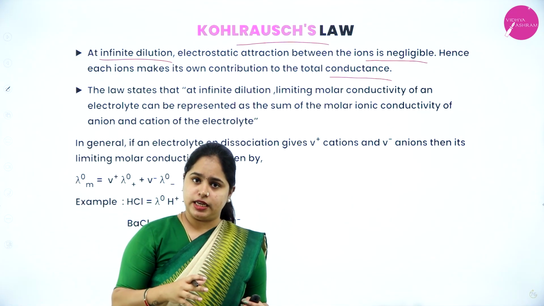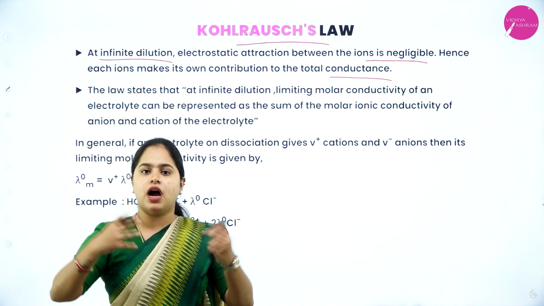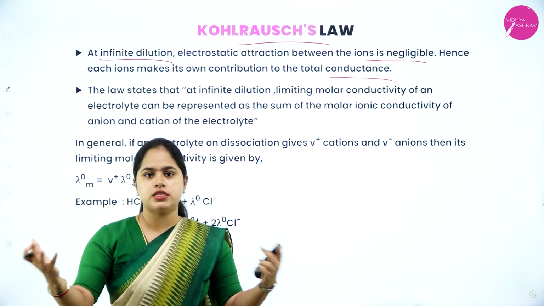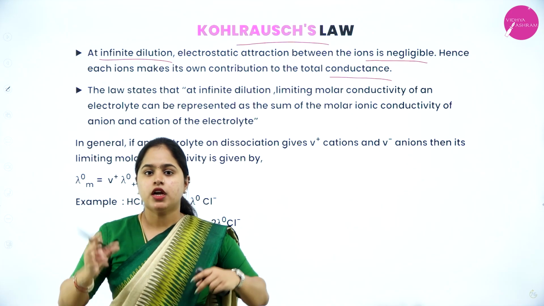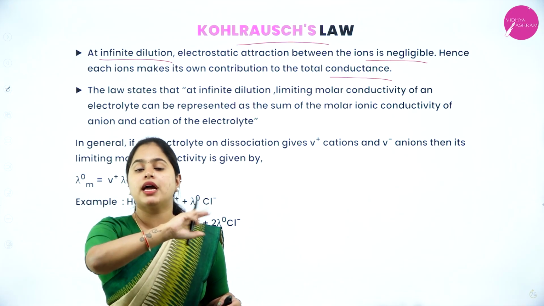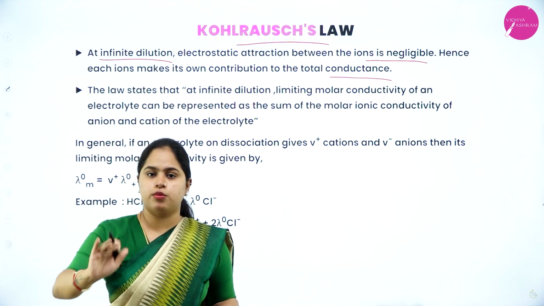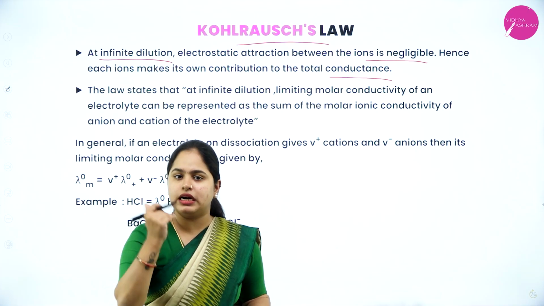Infinite dilution means the dilution is to the maximum. So each of the ions is far apart, none of them is having an attraction with each other. So each of these ions is available for conduction. Each of them can conduct. Right. So now what happens is each of these ions will contribute to the total conductance, right?